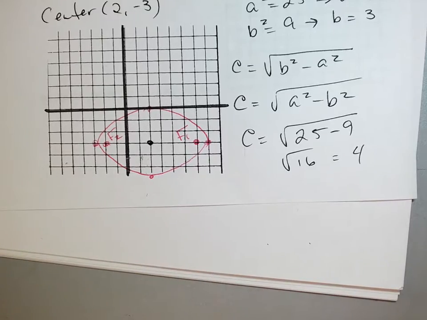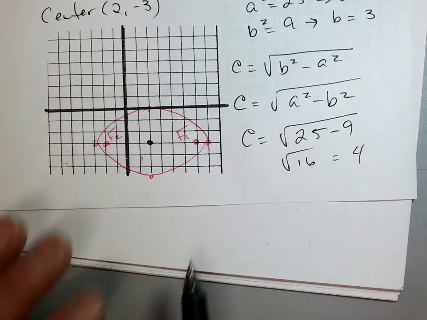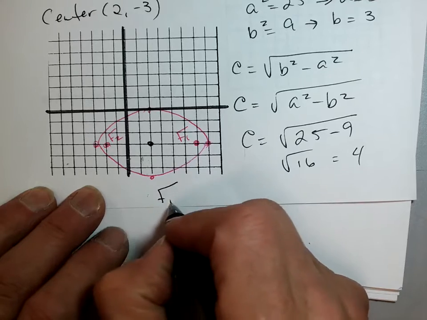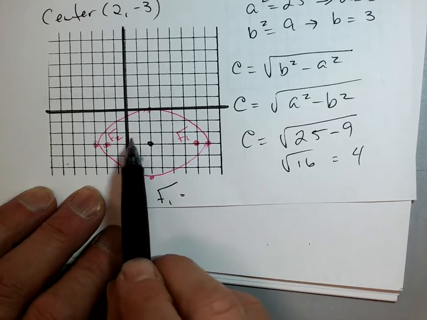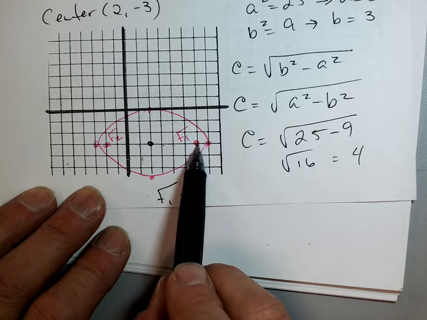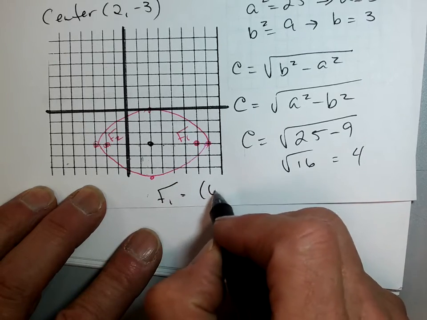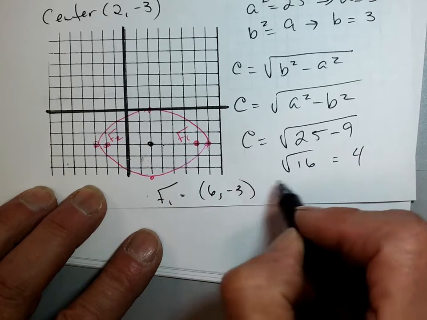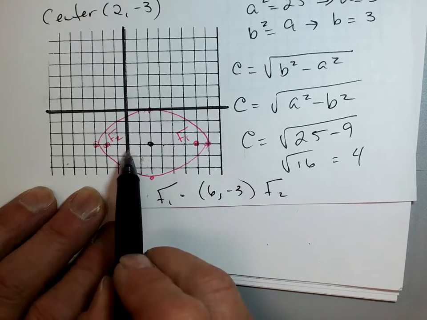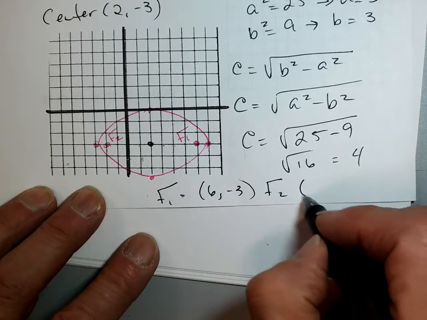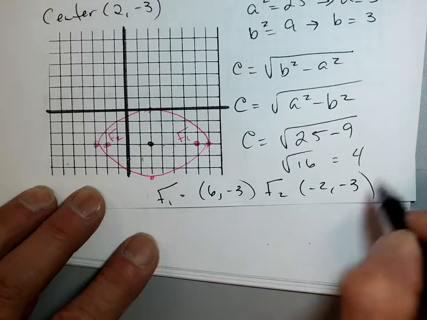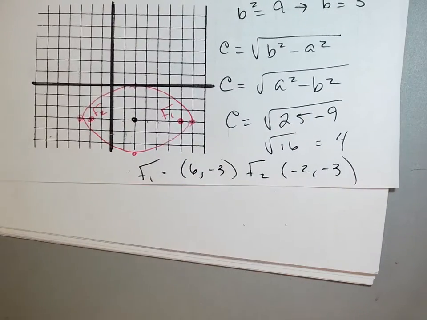What's the coordinate of that focus? Well, let's just count. That's the easiest way to do it. So F1 is at, let's see, 1, 2, 3, 4, 5, 6, negative 3. And F2 is at 1, 2, negative 2, negative 3. That's the coordinate of my focus. I just counted. I graphed it, right? So 6, negative 3, and negative 2, negative 3. That's the coordinate of the focus. Okay? Thumbs up. It's pretty easy.